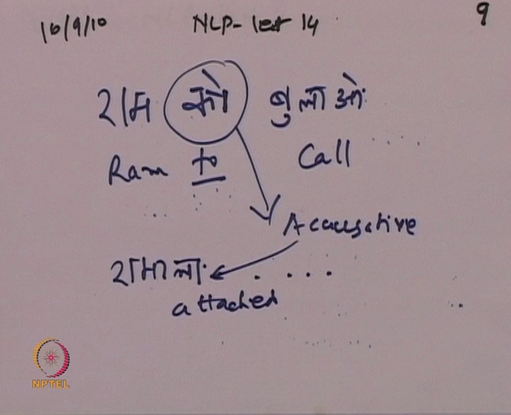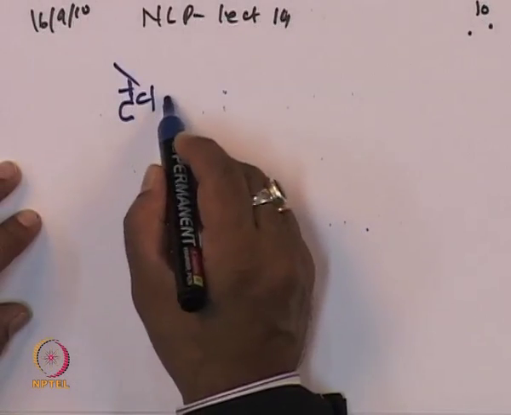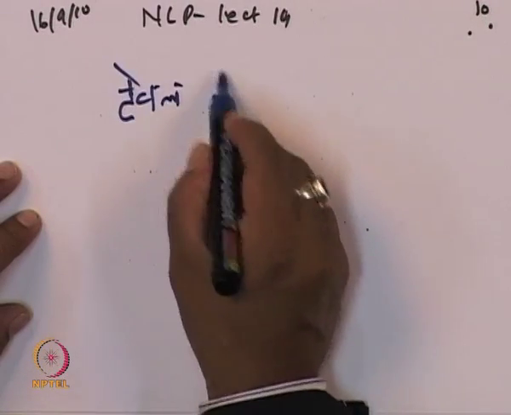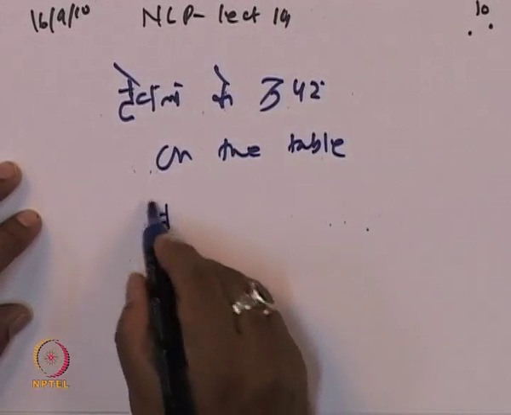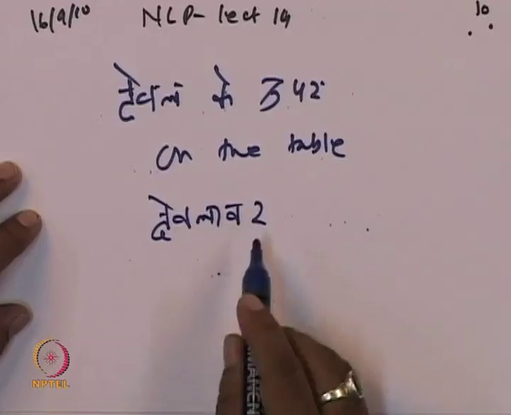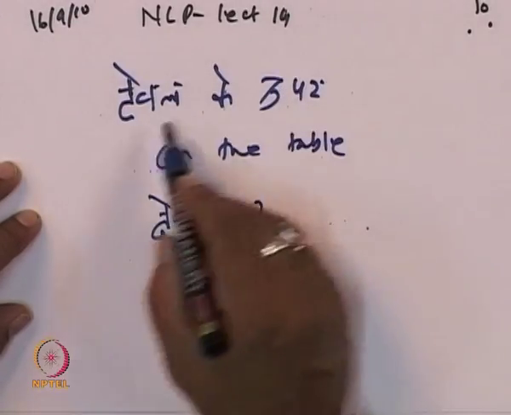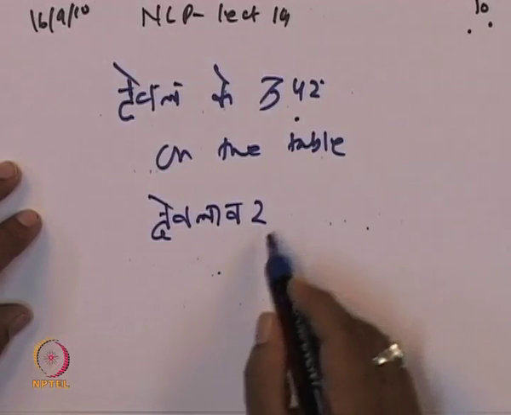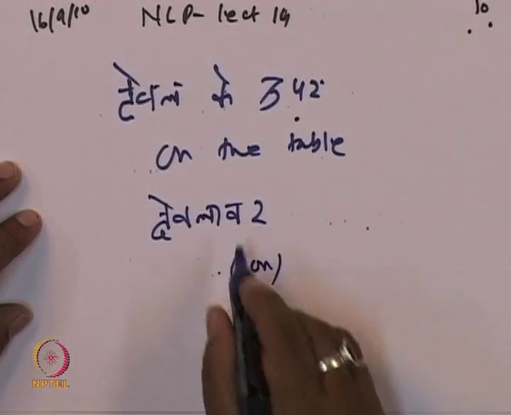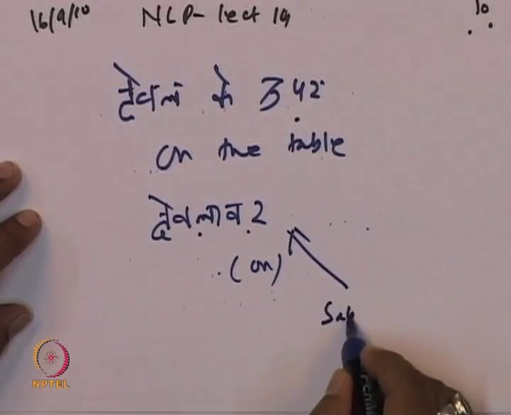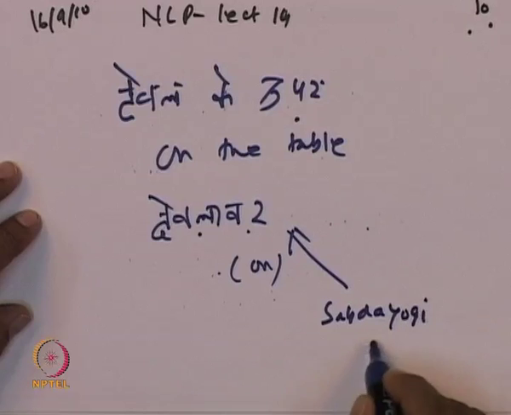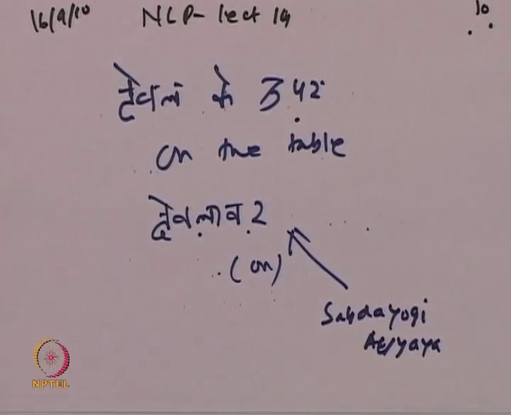Going to the case of Shabdayogi Avyay, in Hindi, table ke upar, on the table. In Marathi, it will be tevlavar. So, you can see upar is separate from table, but here var, which means on, is attached to table. So, this is the Shabdayogi Avyay.